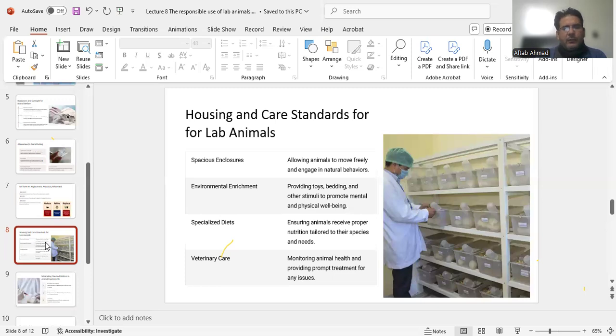We should also try to focus on the specialized diet. Each animal has a different diet requirement, whether you're working on mouse, rat, cats, rabbits, monkeys or chimpanzees. In all those cases, there is a proper diet, and we should follow those proper diets. Even if you are working on nutrition, then you should provide them important nutrition, and that's part of your protocol that is approved by the ethical review committee, and then you can proceed with the research.